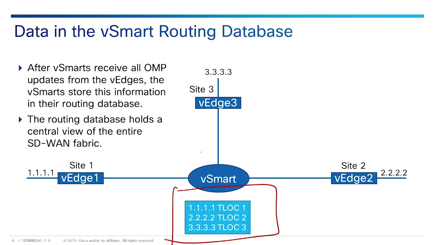Okay? Now, vSmart has gotten all these updates, now it has to distribute them. By default, of course, it's going to distribute the entire update to everyone, except the one it was received from. So site 2 isn't going to get 2.2.2.2 back. There's no reason for it. So it does filter out your own advertised update. We do have some split horizon here.